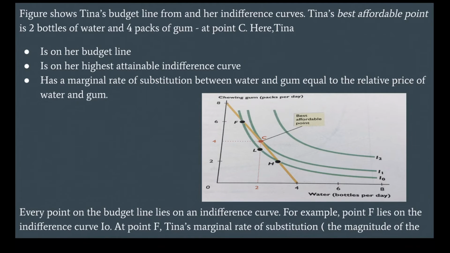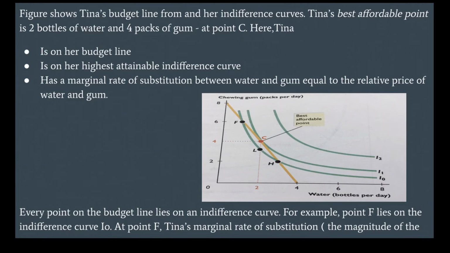The figure shows Tina's budget line and her indifference curves. Tina's best affordable point is 2 bottles of water and 4 packs of gum at point C. Here, Tina is on her budget line, is on her highest attainable indifference curve, and has the marginal rate of substitution between water and gum equal to the relative price of water and gum.